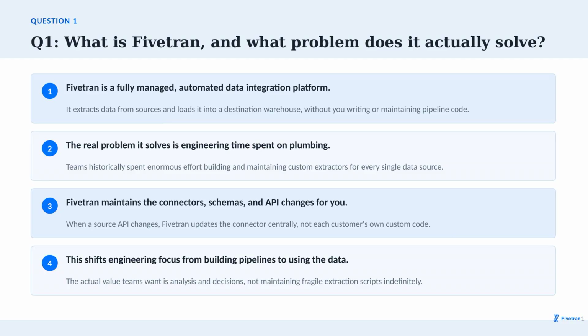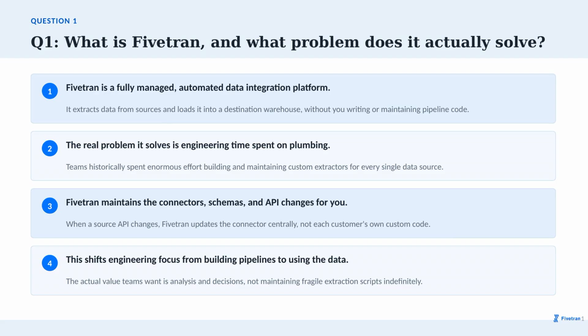Fivetran maintains the connectors, schemas, and API changes centrally. When a source API changes, Fivetran updates the connector for everyone, not each customer's own custom code separately. This shifts engineering focus from building pipelines to actually using the data. The real value teams want is analysis and decisions, not maintaining fragile extraction scripts indefinitely. Naming these categories precisely, not just "Fivetran moves data," shows genuine familiarity with the actual product rather than a surface-level impression.